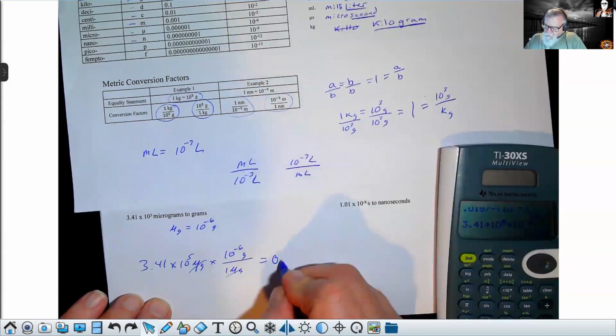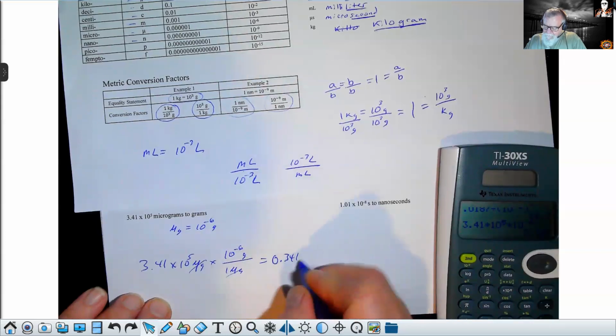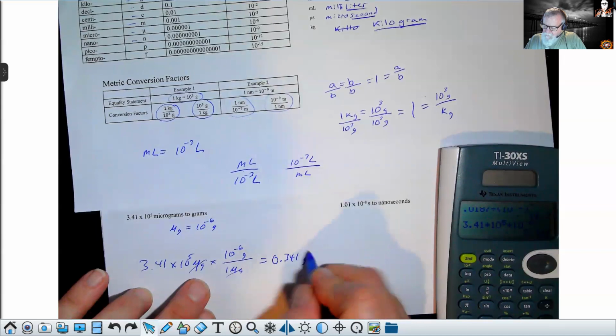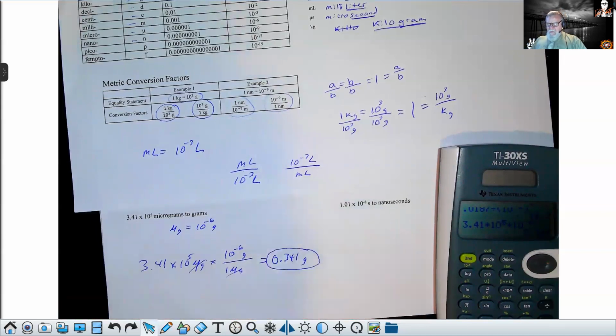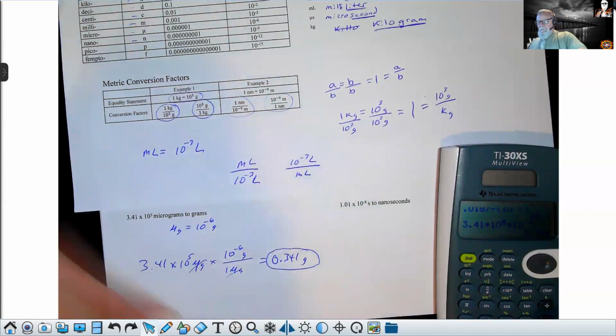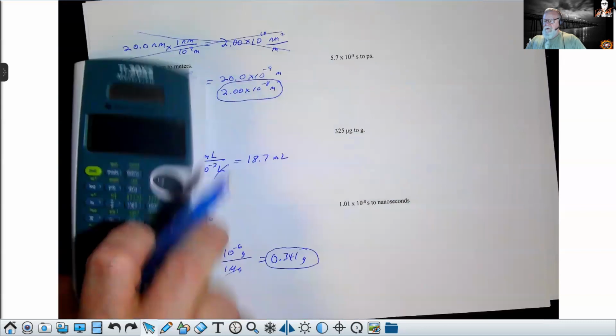So this is 0.341 grams. Okay. And that makes sense because we got 10 to the 5th of these, and then we're going to do 10 to the negative 6 of this. So it's just going to move the decimal one place over. All right. Let's do another one here.